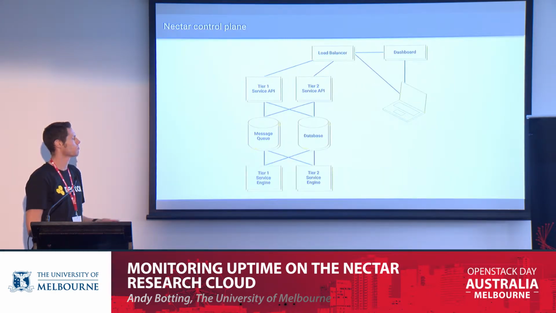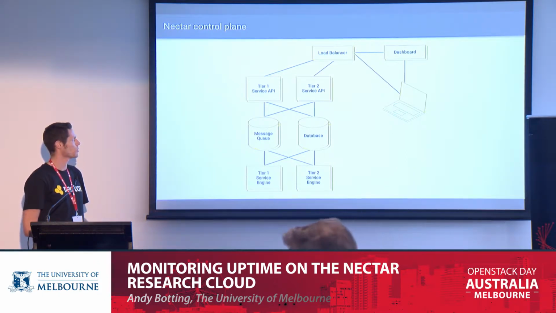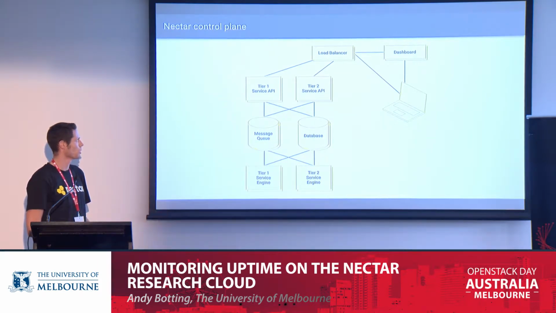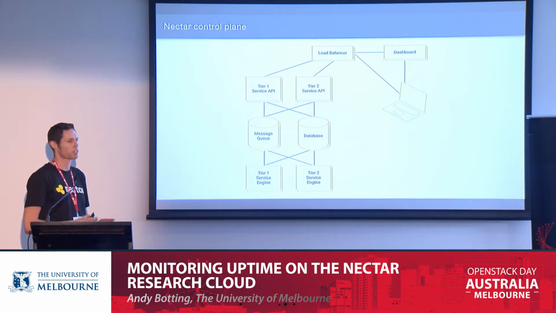Next slide. This is an overview of our control plane. On the right there, we've got a laptop that indicates that users will connect to the dashboard or to OpenStack APIs through the load balancer. The load balancer then forwards those requests to our APIs. We've separated them into Tier 1 and Tier 2. Tier 1 is services like Nova, Keystone, Glance, the really major services. Tier 2 is your Heat, Murano, less important services. Depends who you talk to, I guess.